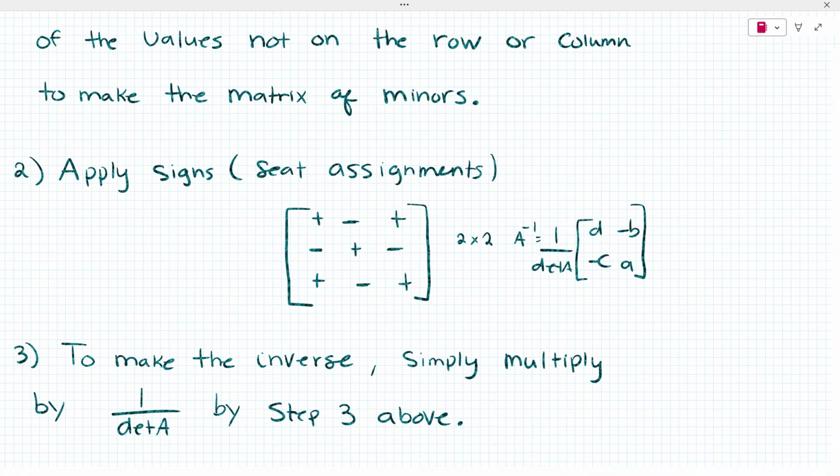If it's a 2 by 2 matrix and you want to find the A inverse, it's 1 over determinant of A times d, negative b, negative c, a. You flip, you kind of switch it. And then step 3 to make the inverse: simplify and multiply by 1 over determinant of A by step 3 above.